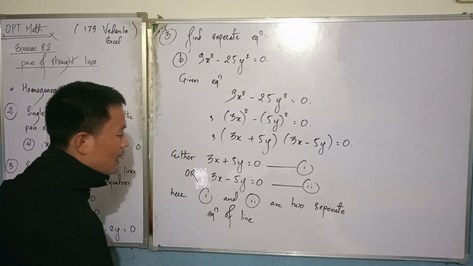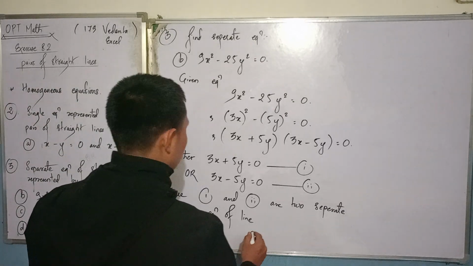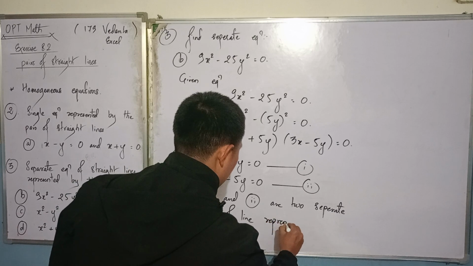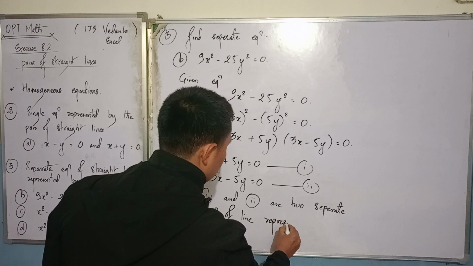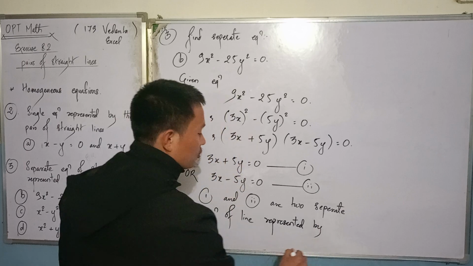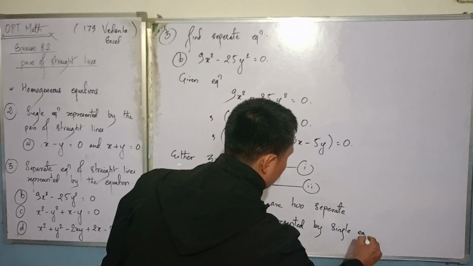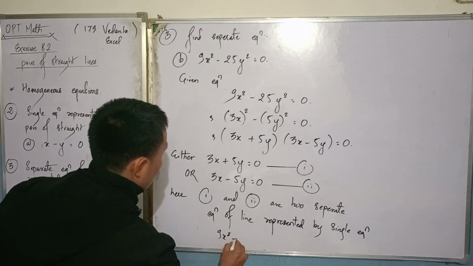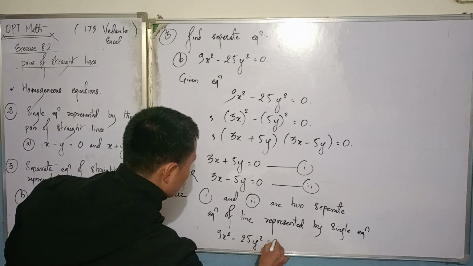Okay, here I and double I are two separate equations of line represented by and represent by single equation 9x squared minus 25y squared is equals to 0.